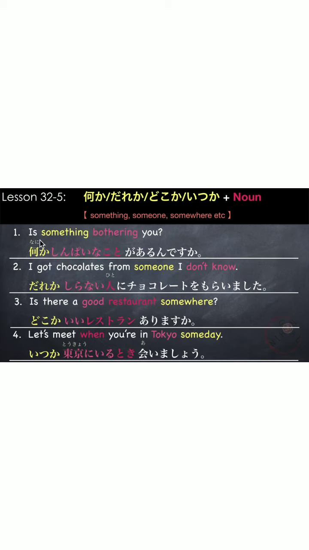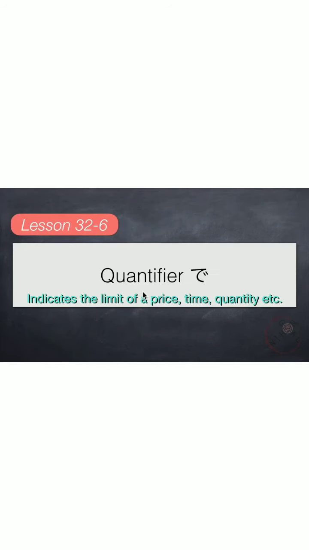So, if you notice, we pair each indefinite pronoun with a noun. So here, 何か with something and 誰か with a person and so on. And last is the quantifier followed by the particle で, which indicates the limit of price, time, quantity, and so on. We've learned many uses of the particle で, and one of them is when we want to mark the tool or the instrument that we are going to use in order to do something.